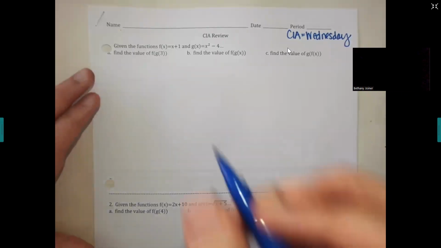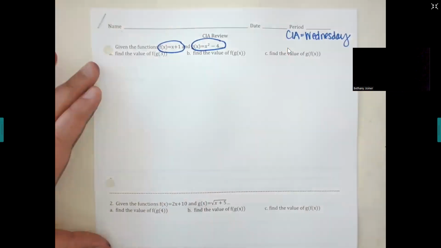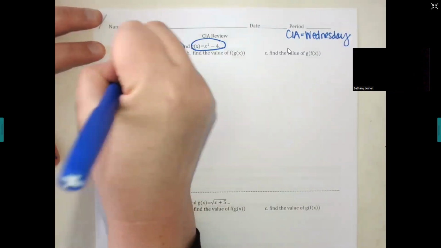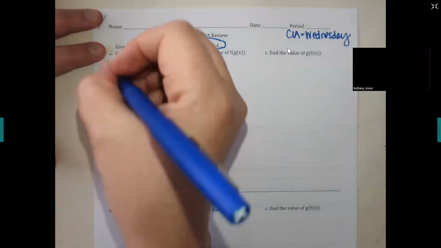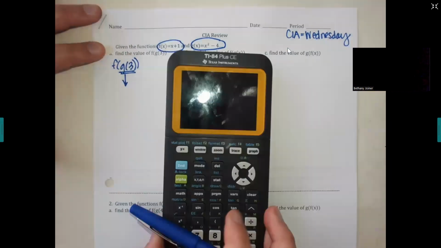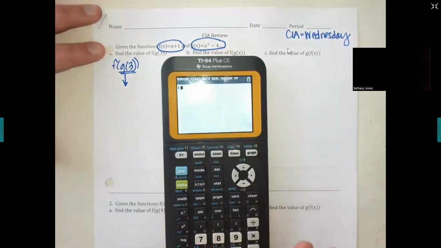Okay, you have an f of x equation. You have a g of x equation. And you are asked to find in part A, f of g of 3. So remember, you're gonna take 3 and you're gonna plug it into g first. So what is my g equation? Okay, very good. So then I'm gonna type in 3 squared minus 4. And that gives me 5.